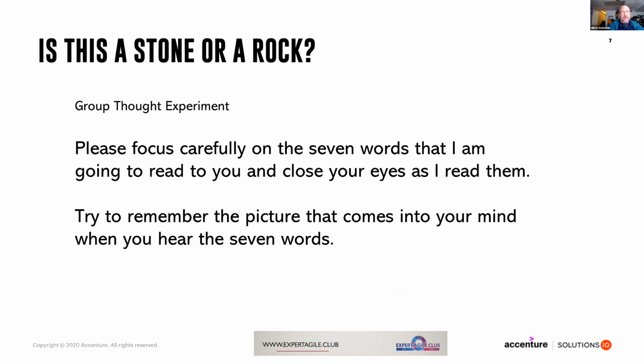So I can't see you guys, and I guess you can see me. But what I'd like you to do is focus carefully. I'm going to read 7 words to you. And the only thing you have to do for this exercise is just picture in your head the object that I'm going to mention. I'm going to mention 7 words, and all I ask is close your eyes so you don't see the screen. Close your eyes, and I'm going to read the 7 words, and then try to remember the picture that comes into your mind when you hear these words.